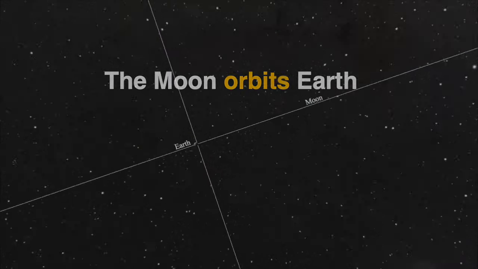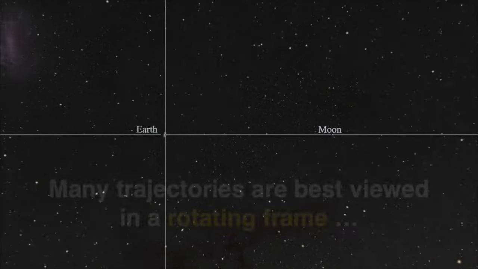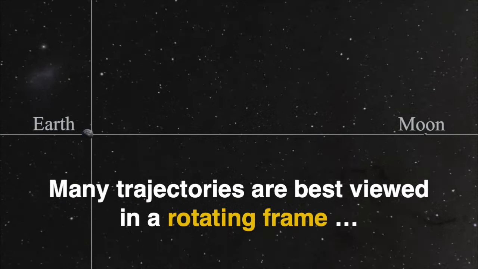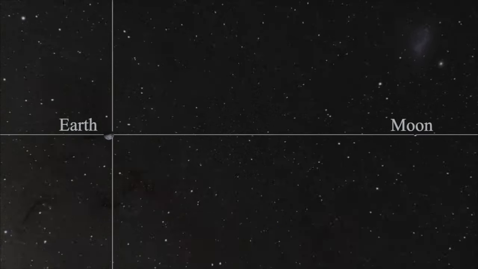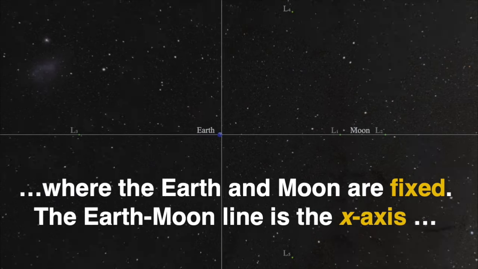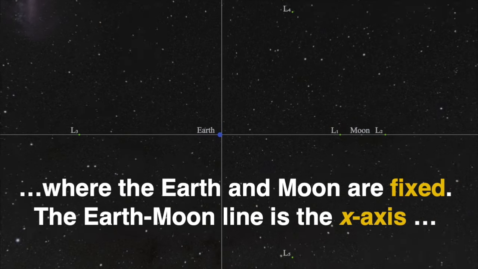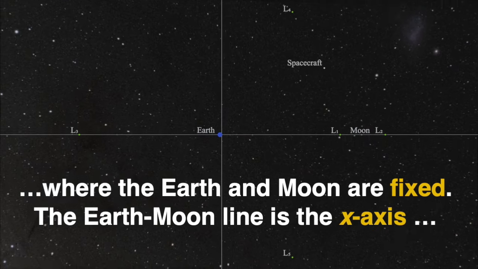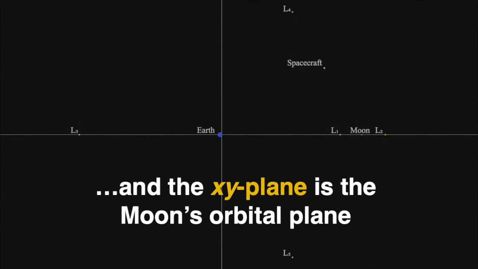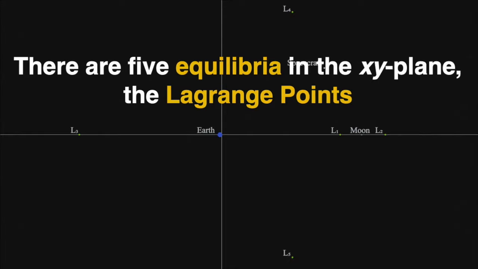look in an inertial frame, but especially for many trajectories we care about, they're best viewed in a rotating frame. So this is just showing, in a rotating frame, the Earth and the moon are fixed along the x-axis, and it's the Earth-Moon line that defines this rotating frame x-axis. The xy plane is the moon's orbital plane, plus there's five equilibria. That's one of the key things, these Lagrange points that are in the Earth-Moon system.